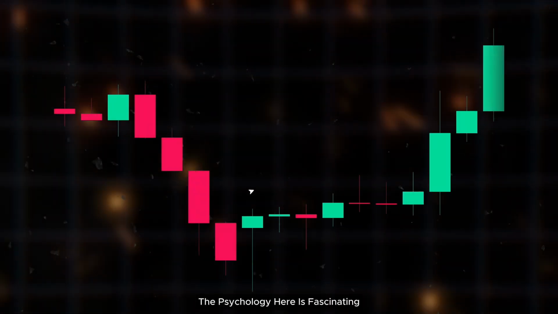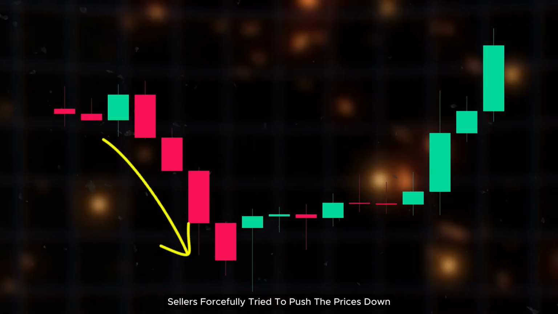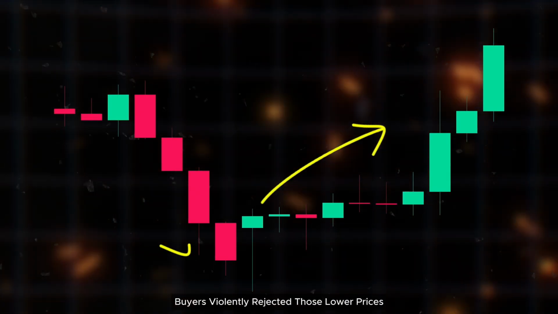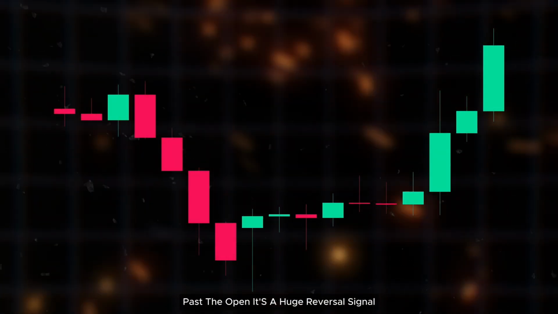The psychology here is fascinating. As soon as the period opened, sellers forcefully tried to push the prices down, but they just hit a brick wall. Buyers violently rejected those lower prices and pushed everything back up past the open. It's a huge reversal signal.